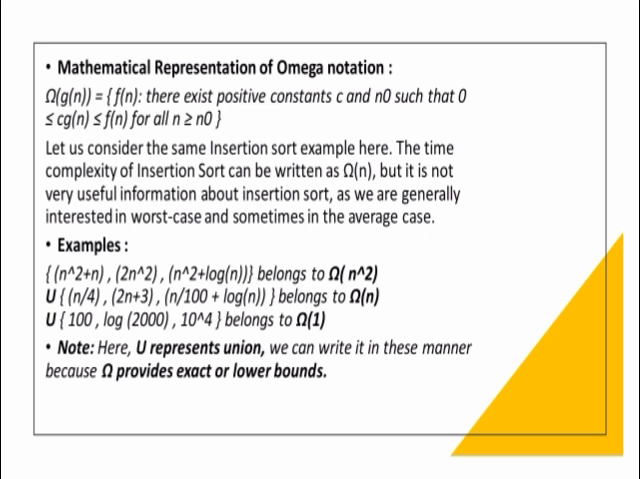Let us consider the same insertion sort example here. The time complexity of insertion sort can be written as omega of n, but it is not very useful information about insertion sort, as we are generally interested in the worst case and sometimes in the average case. We can see there are some examples.